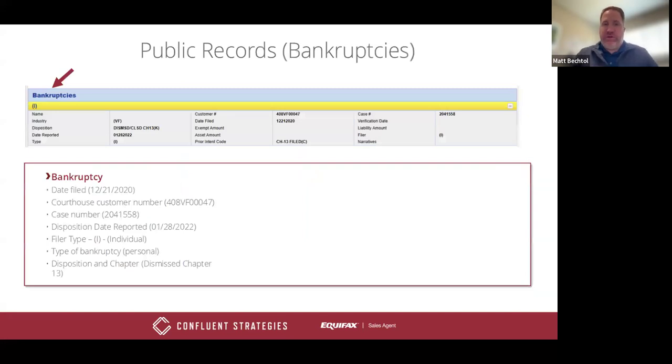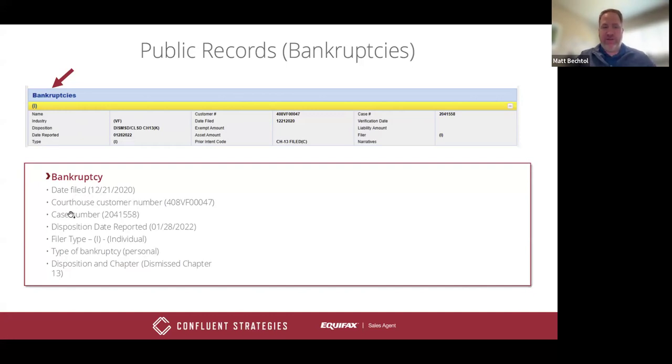Then the report will go into any public records. If there's no public records, the section will just be blank. Again, if there's a public record, that's going to correlate to a bankruptcy. And we're going to give you information that was reported to Equifax on that bankruptcy filing. The primary pieces of information that we cover, you'll notice there's several fields in the report that aren't necessarily commonly furnished fields or fields that are commonly reported to us by courthouses.